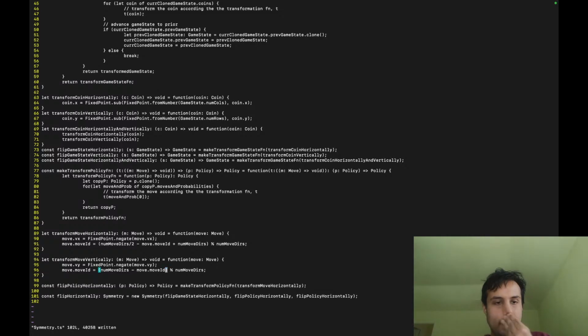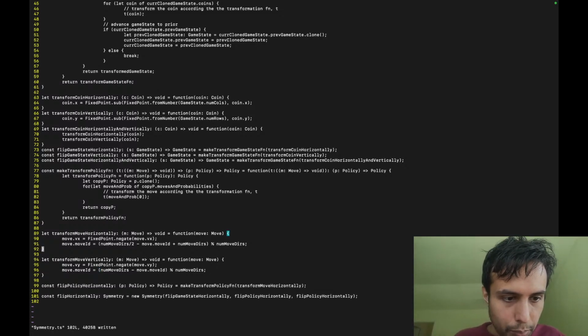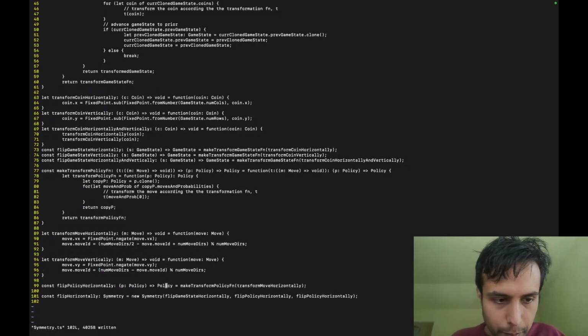Just like that. Great. So now what we have to do is flip policy horizontally. We can do the same thing, but for flip policy vertically.